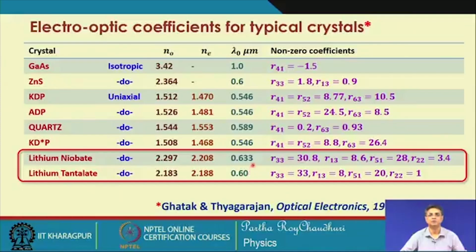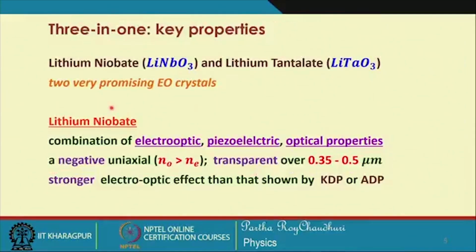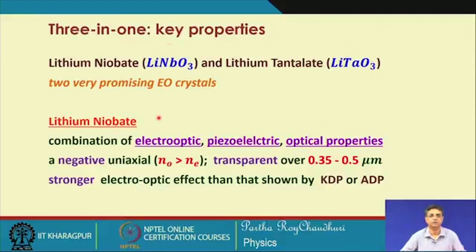Lithium tantalate is also in the same group and has almost similar properties. Both of these two crystals have made these electro-optic materials very rich in terms of electro-optic properties. So, lithium niobate is 3 in 1: there are 3 very important properties. This is a combination of electro-optic, piezoelectric and optical properties. So, in one platform, with one crystal, one can make use of the combination of these 3 properties.